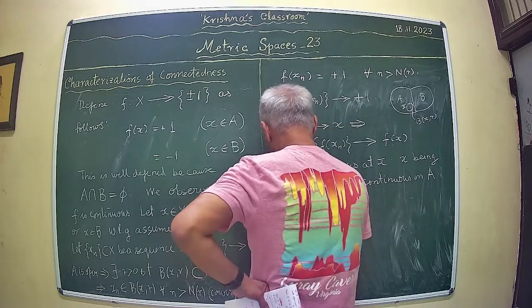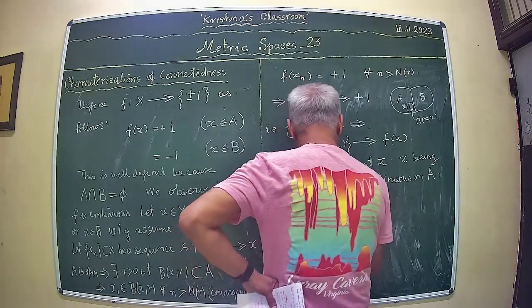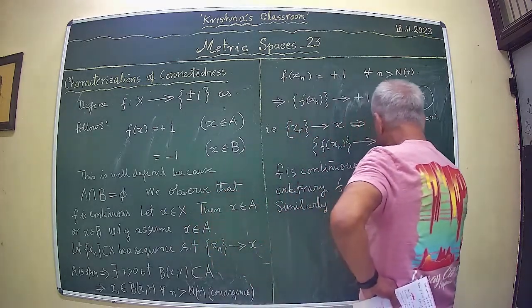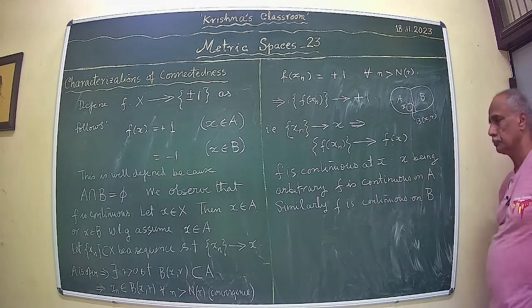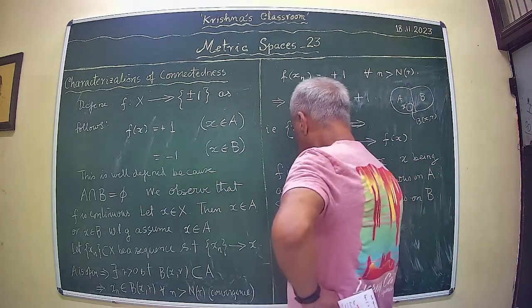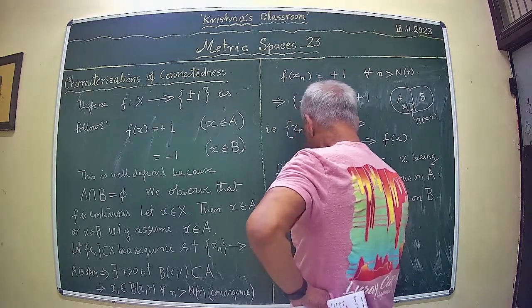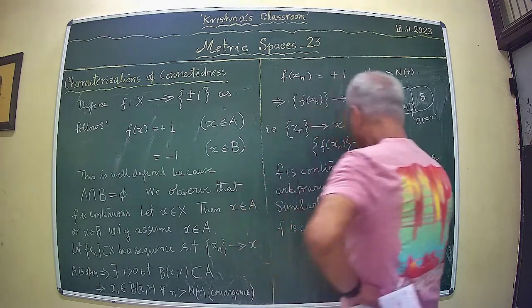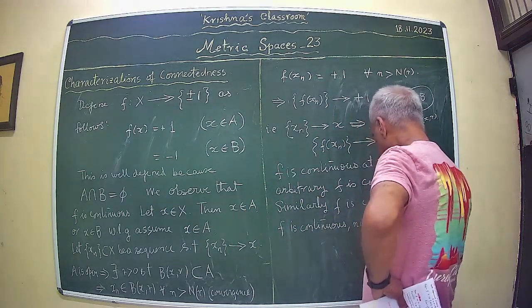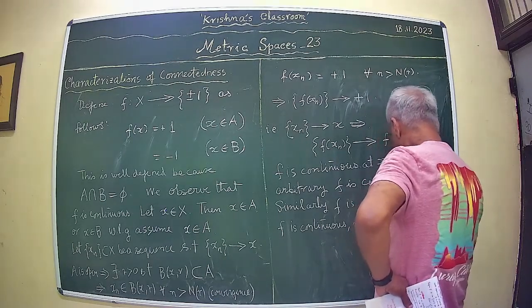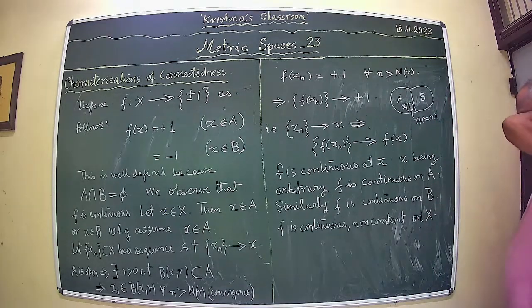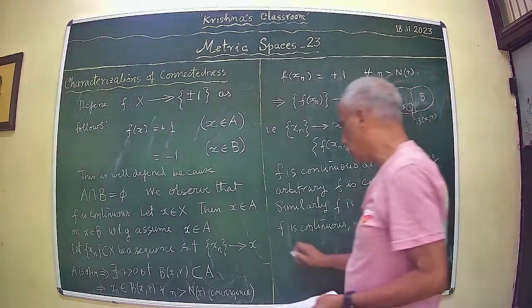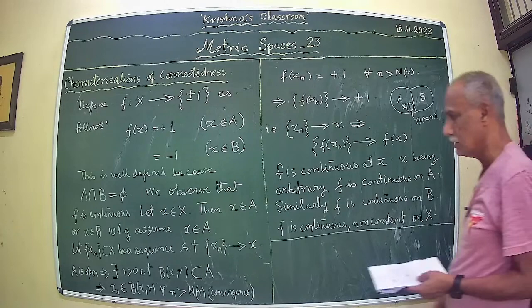Similarly, f is continuous at points of B. Therefore f is continuous on X. So we have proved the existence of a continuous function which is non-constant on X.